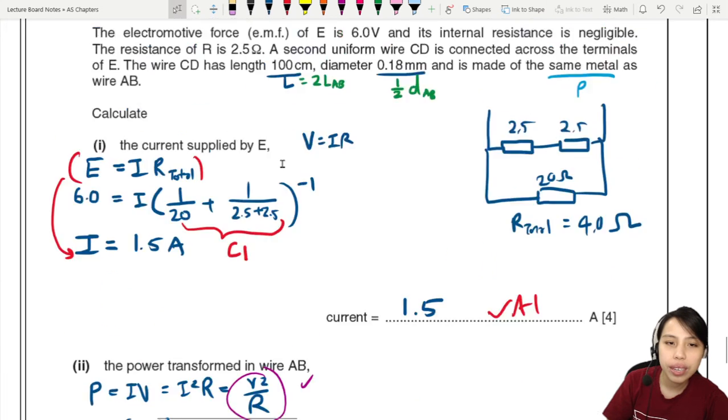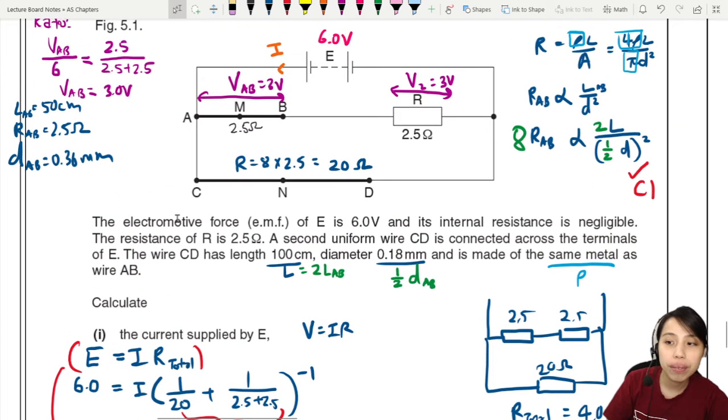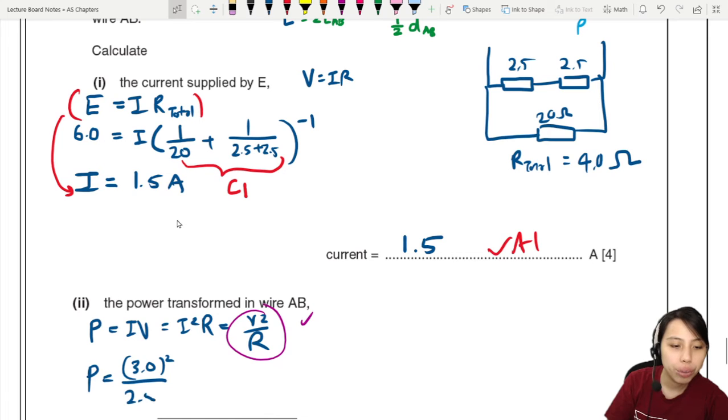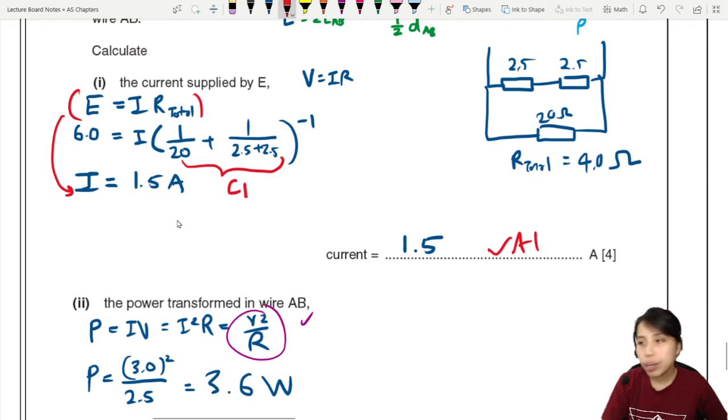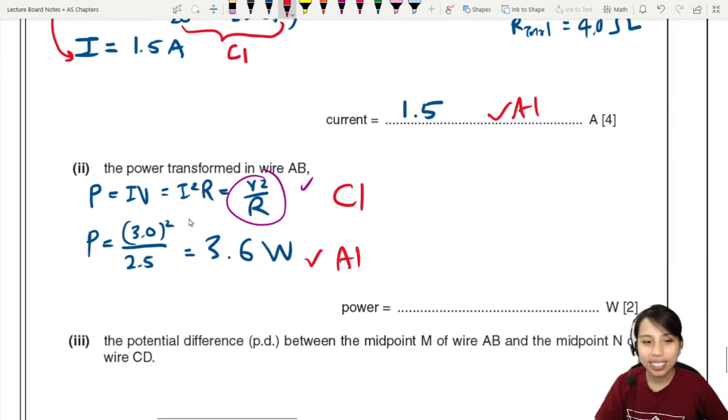And what's the resistance again? 2.5. Alright, so we're going to write there 2.5. That should give us 3 squared divided by 2.5, which is 3.6 watts of power. The first mark is whatever equation you use. Second mark is if you get the final answer. Okay, so you can write 3.6.